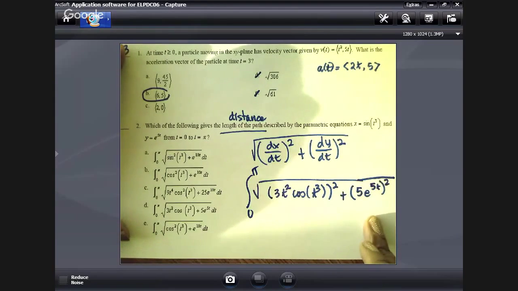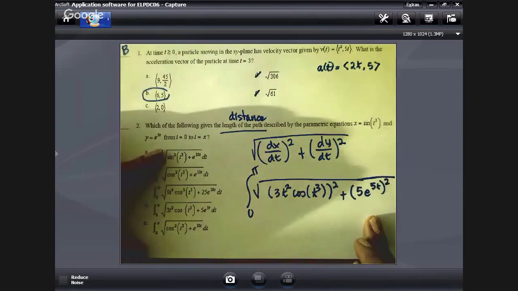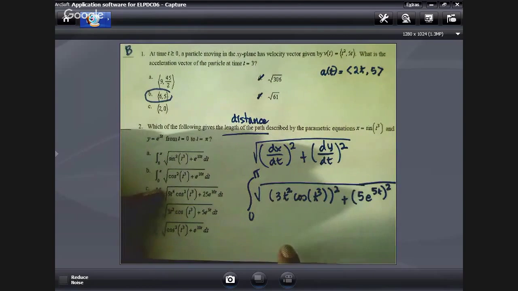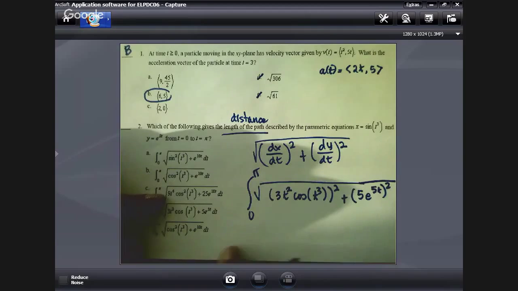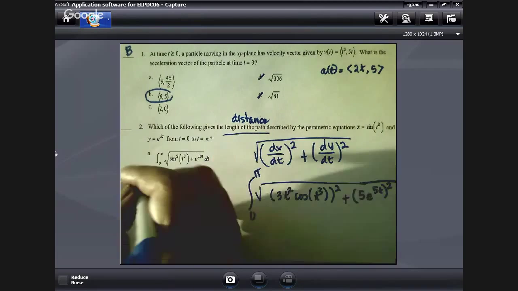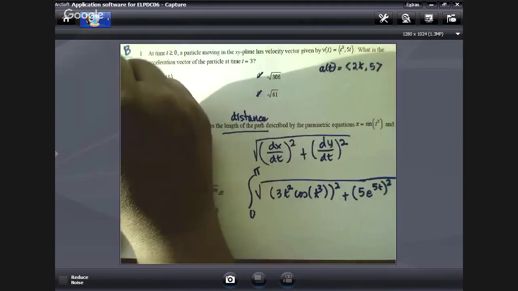So I just have to figure out which one matches. It's not that one. It's not that one. I think it's this one. Clearly not that. I double check and remind myself that I'm squaring. So this should be 9t to the 4th. It should be 25e to the 10t. My answer is C.